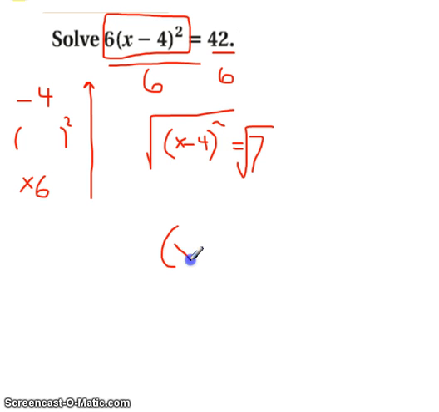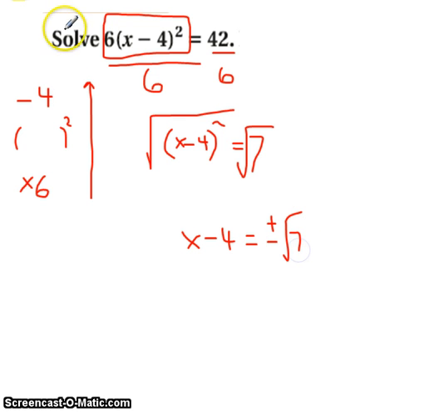That leaves me with the x minus 4. We don't need those parentheses right now. So let's see, I'm going to rewrite this as x minus 4 equals plus or minus radical 7.